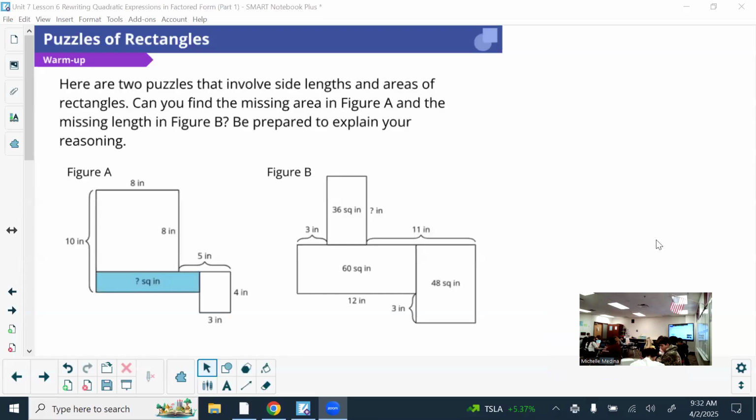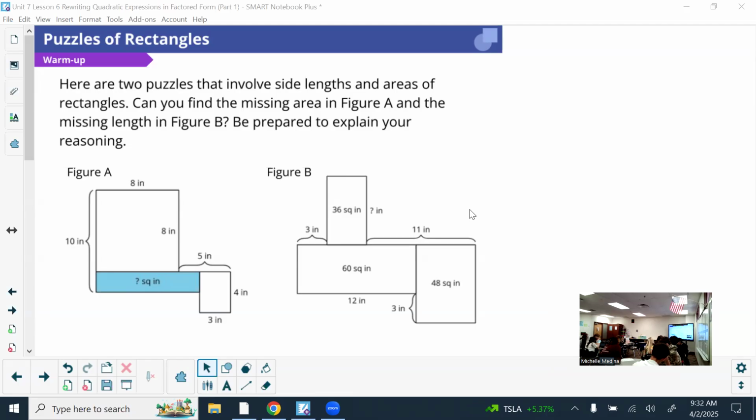Okay, so you had two puzzles. That's a great way to think about math problems, as honestly they are kind of like puzzles, especially the thing that we'll be doing later. But they involve side lengths and areas of rectangles, and you need to find the missing area in figure A and the missing length in figure B.